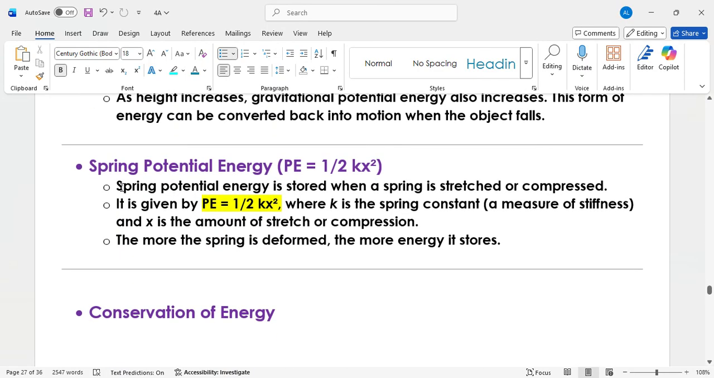All right, so spring potential energy is PE equals half kx squared. The spring potential energy is stored when a spring is stretched or compressed. It is given by PE equals half kx squared, where k is the spring constant and x is the amount of stretch or compression. The more the spring is deformed, the more energy it stores, right? K is the spring constant, a measure of stiffness, whereas x is the amount of stretch or compression.